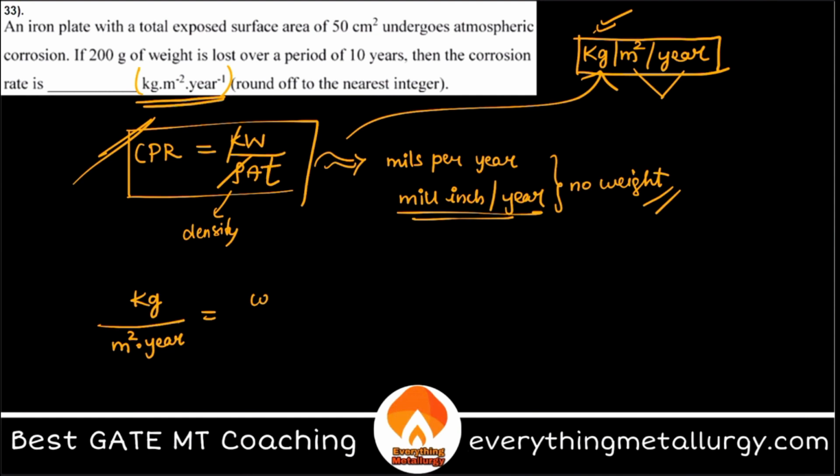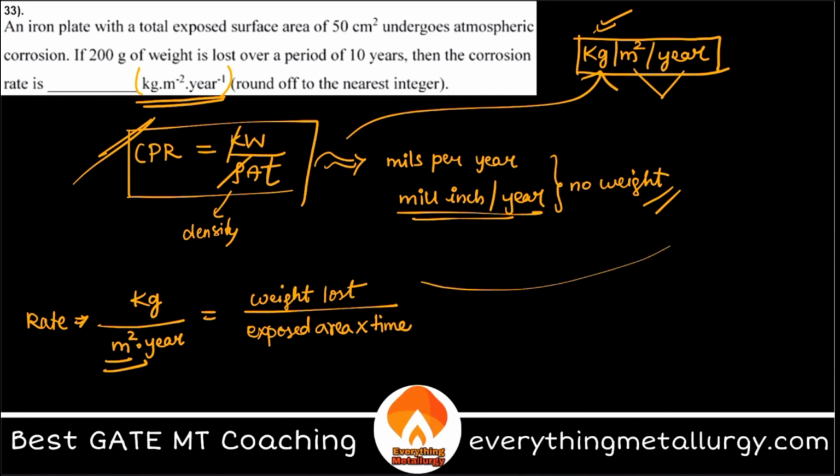So what is kg? Kg is the weight lost due to corrosion, divided by meter square. What is meter square here? The exposed area. What is year again? Year is my time. So I got my formula for the corrosion rate: weight lost by exposed area into time. Simple, because this is for our wanted unit. So it's pretty simple. Everything is given.